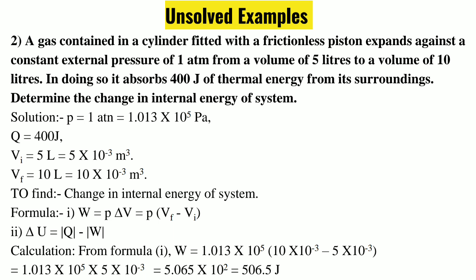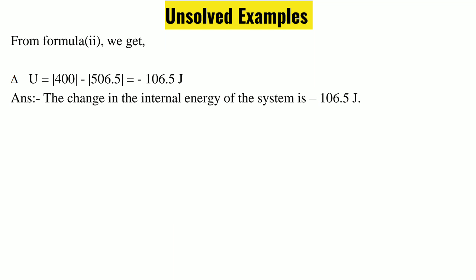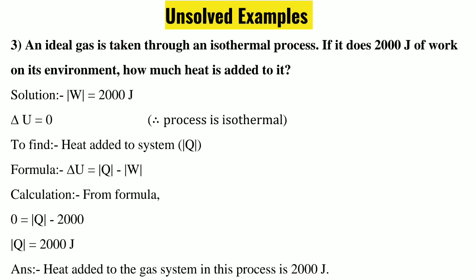Okay, now what we have to find out? We have to find out internal energy as well. So we will be using second equation. Second formula क्या है? Delta U is equals to Q minus W. Q के जगह 400 सब्स्टिट्यूट करेंगे, ओके, और W के जगह 506.5. So 400 minus 506.5, we will be getting the answer as minus. So change in internal energy is minus 106.5 joule.